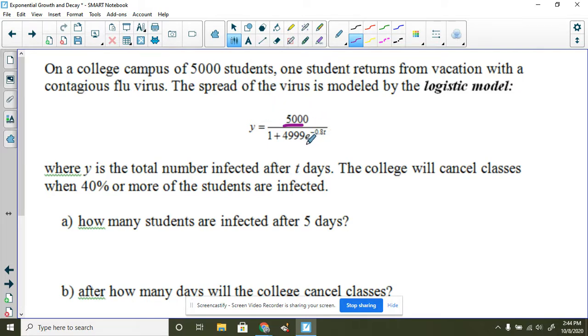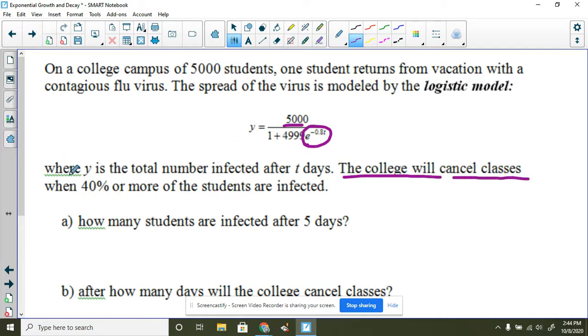The logistic model is a model that includes exponential growth, but that exponential term is in the denominator. And it says, y is the total number of affected after t days. How many students are infected after 5 days? I could plug a 5 in here and punch that in, and we'd be done with this one. I'm going to focus more on part B, where it says, after how many days will the college cancel classes? I skipped this part the first time around.